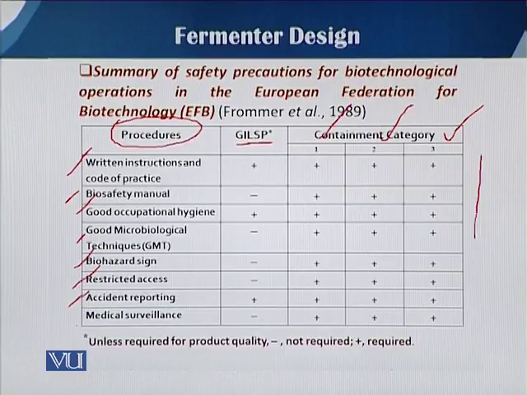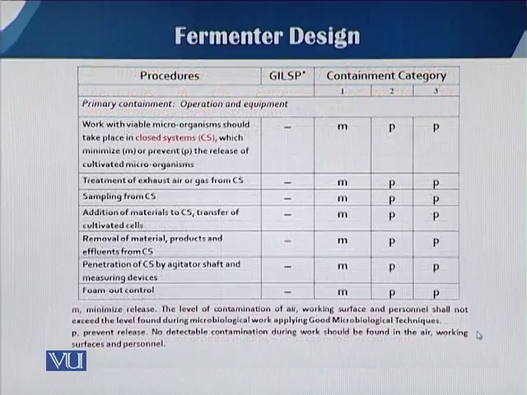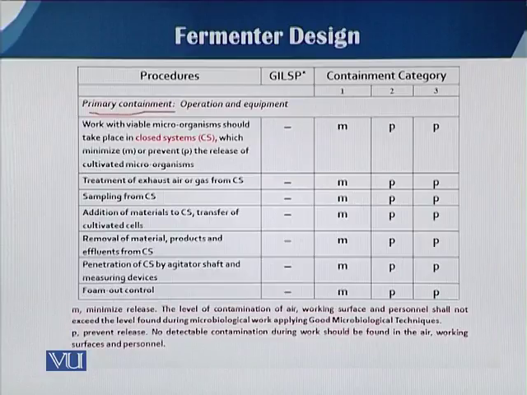And you can easily see that if the sign is positive, it means that it is required. If the sign is negative, it means that it is not required. So by this table, we can easily find out, according to the containment level, what kind of precautions and what kind of procedures we have to adopt to run the fermentation process. Here you can see what necessary procedures we have to take as a primary containment level, in which operation and equipment.